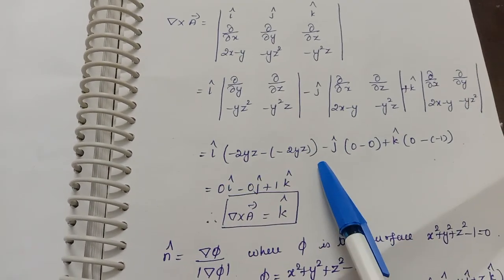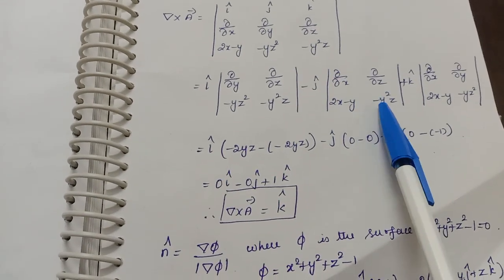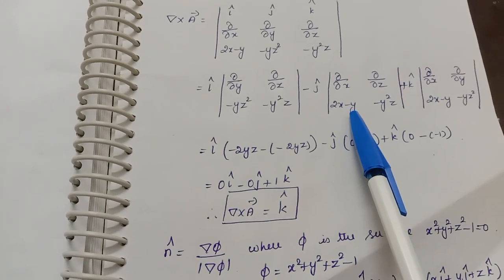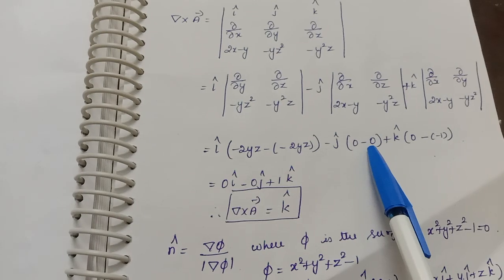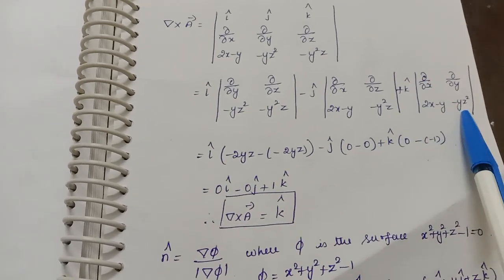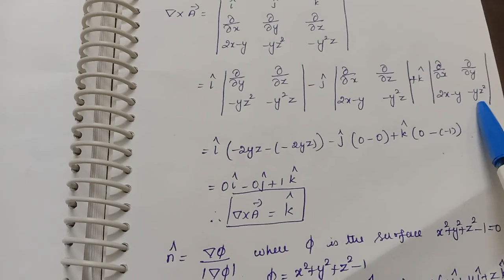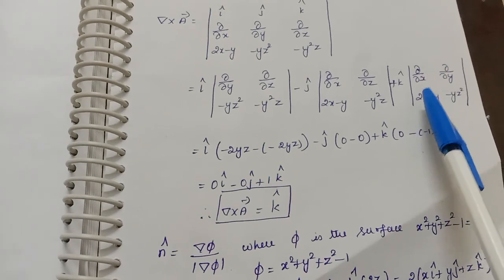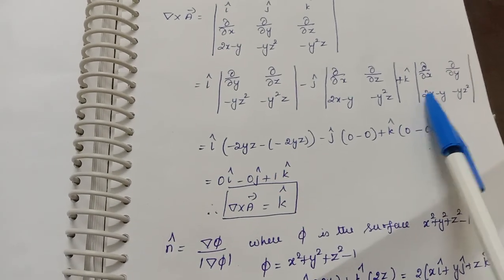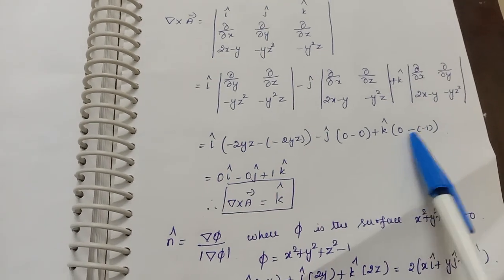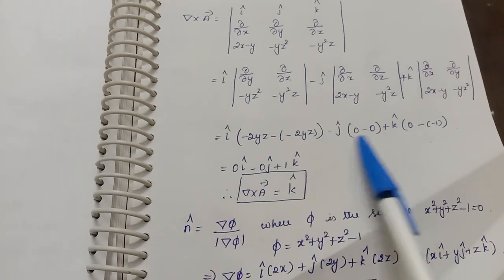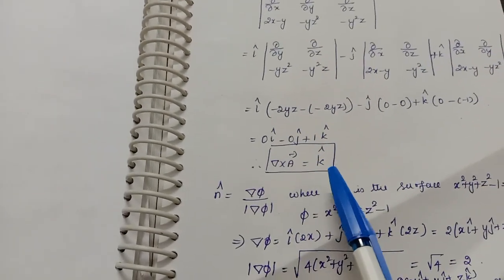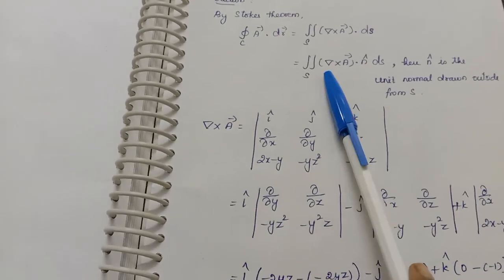Next here minus j cap into ∂/∂x of this. So differentiation of this with respect to x is 0 because no x term here, and here differentiation of this with respect to z, no z term here. So this is also 0, plus k cap into here this one. So differentiation of this one with respect to x, there is no x term, so it will be 0, minus ∂/∂y of this, differentiation of this with respect to y. So 0 minus 1, that is minus of minus will be plus. So all the terms are becoming 0 except this. So k cap into 1 we are having. So del cross A equal to k cap. So the first step, we found out the value of del cross A.